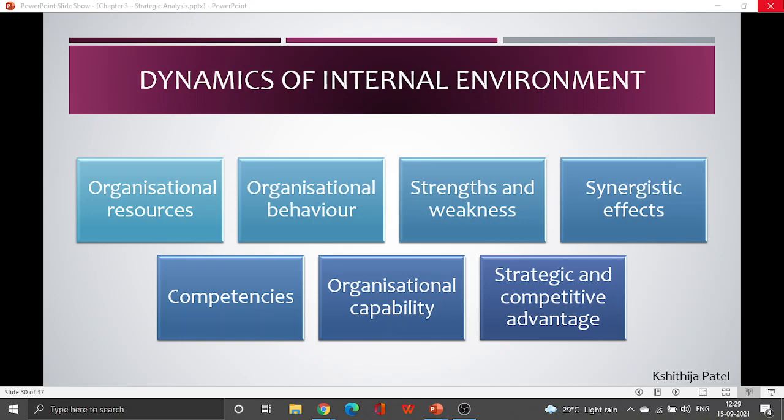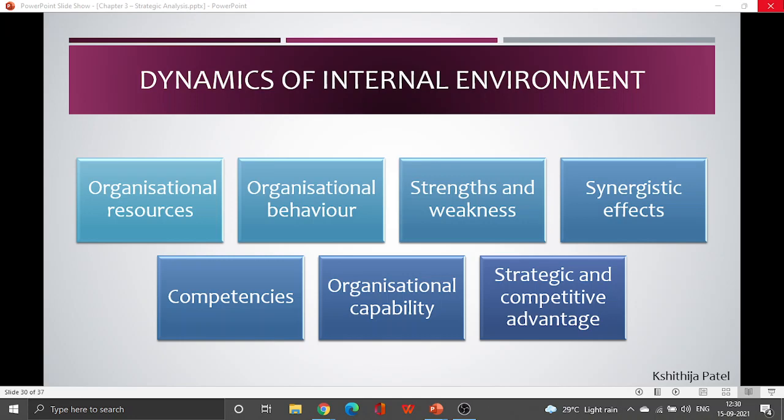Then we have organizational capability. Now, speaking about this, the capacity or the potential of an organization to use its strength and to overcome its weakness, in order to exploit the opportunities and in order to face the threats in its external environment, is called the capability of an organization.